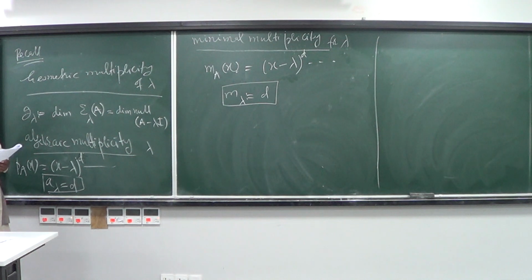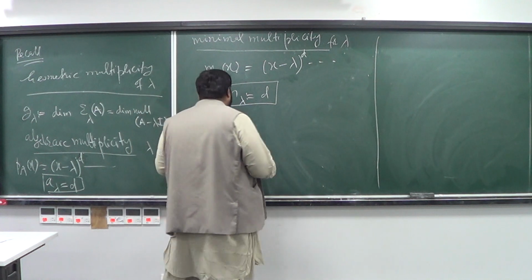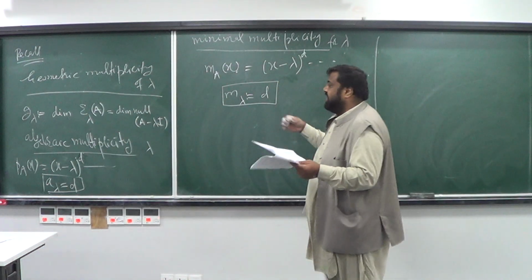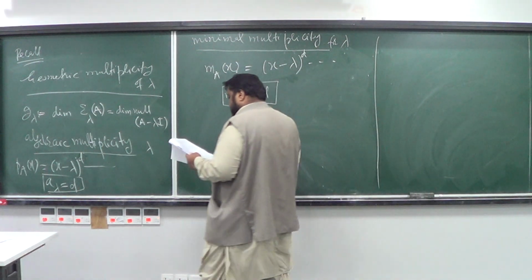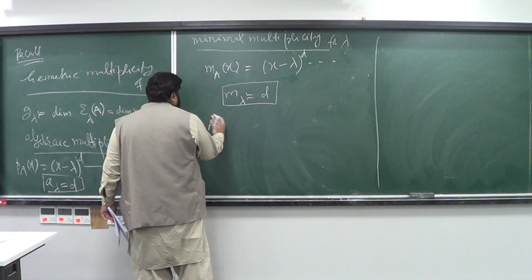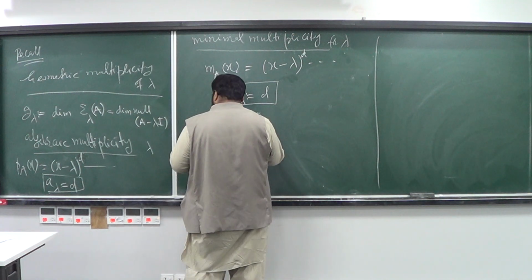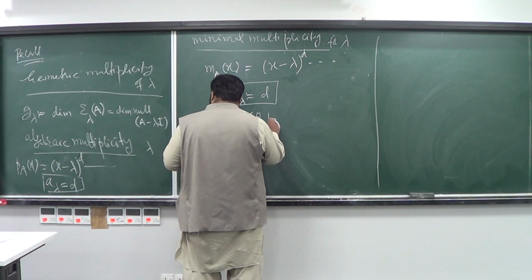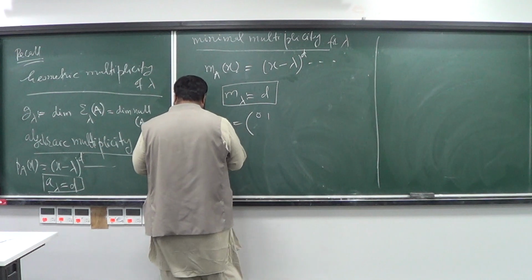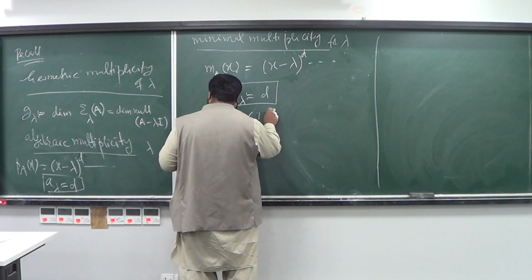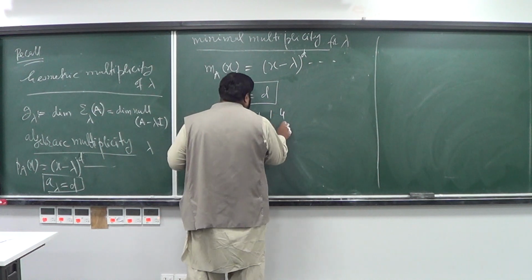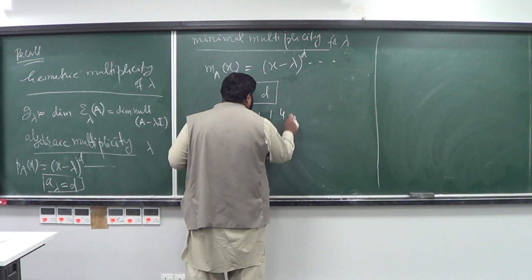Let's do one example, in which we compute these multiplicities, using the minimal polynomial and the characteristic polynomial. Consider a matrix A, the same as the previous one: 1, 4, 4, then 0, 2, 1, and 0, 0, 2.